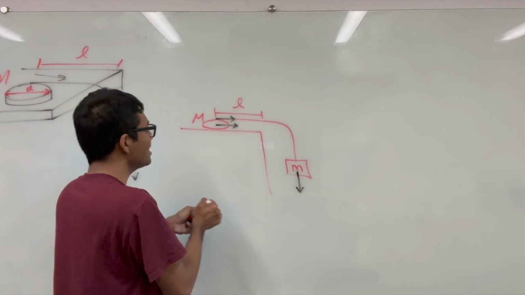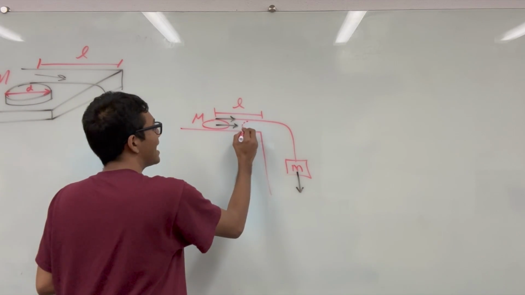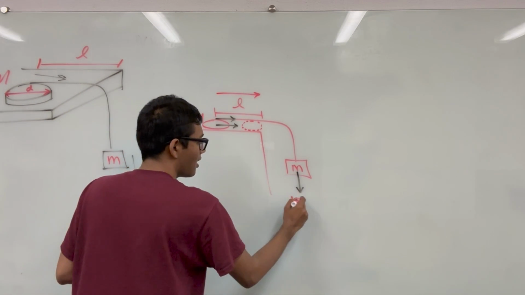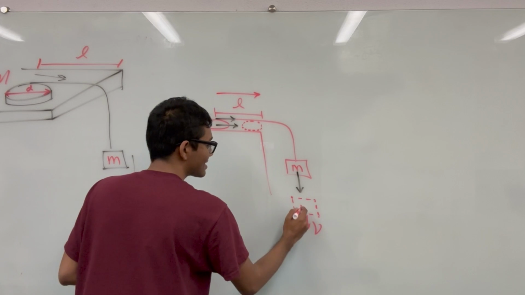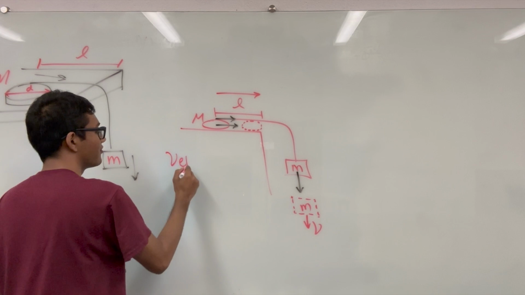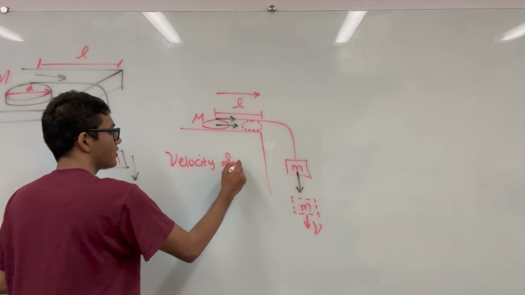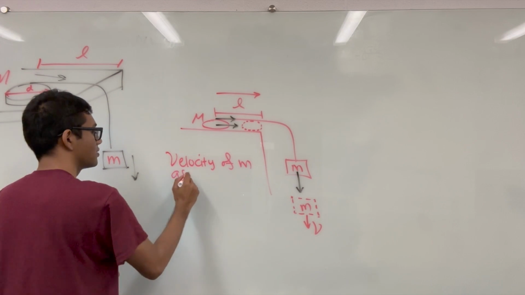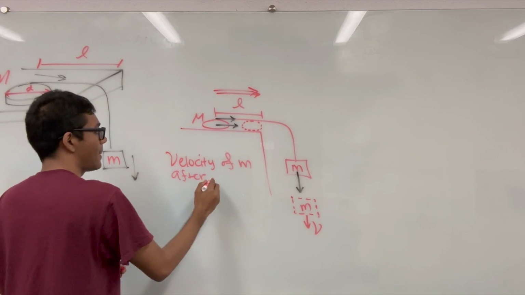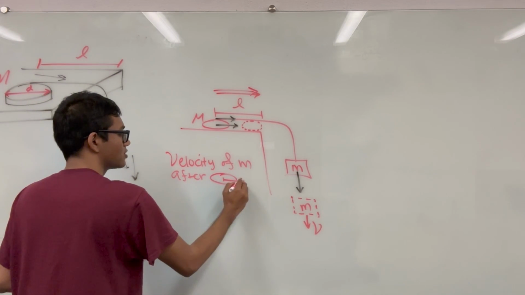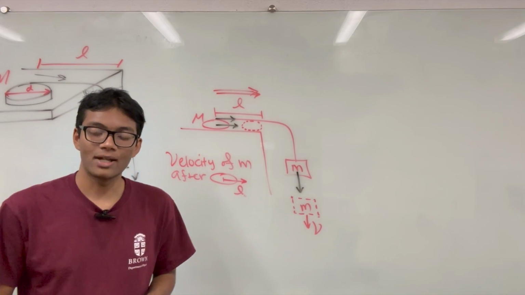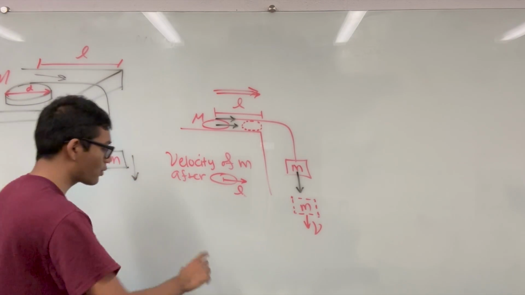So the question is, when this spool of wire reaches the edge of the table, once it has traversed this length L, what will the velocity of this mass m be? That's our goal. That's what we're trying to figure out: the velocity of this lowercase m after this spool of wire has traveled this distance L. So that's the problem. Now we're going to start solving it.